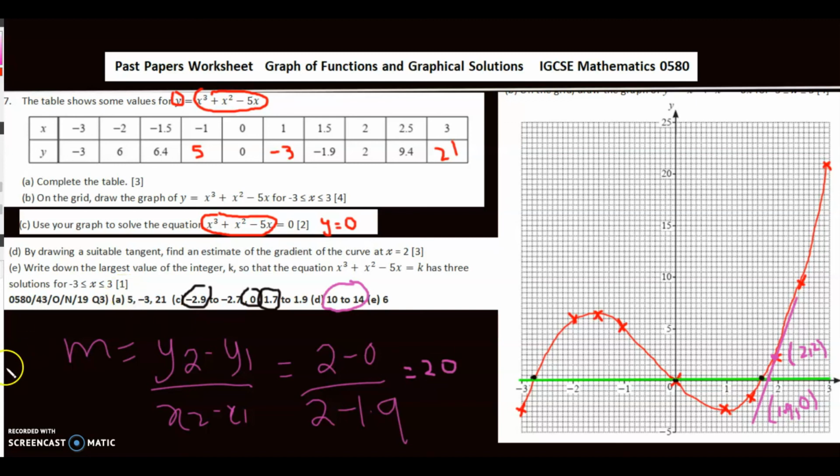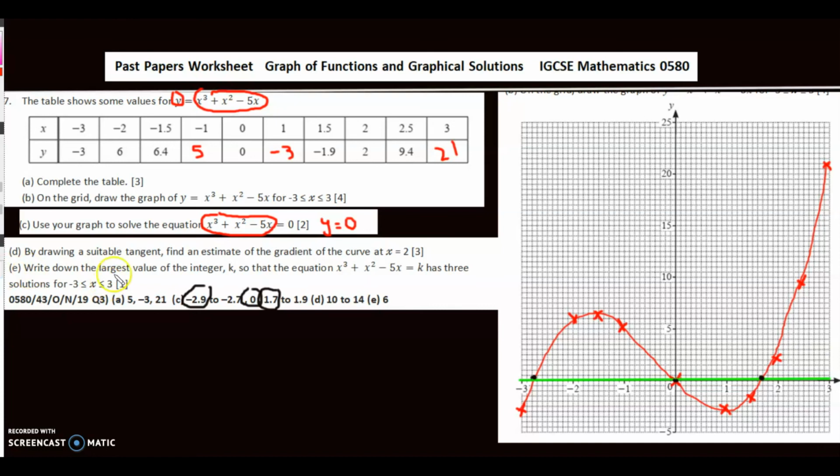Okay, part E. So in part E, what do we have to do? Write down the largest value of k so that this equation has three solutions. Okay, so this is again just y from the very first equation. So this is y equals k. Again, y equals k is a horizontal line. So we're looking for a horizontal line which gives three solutions.